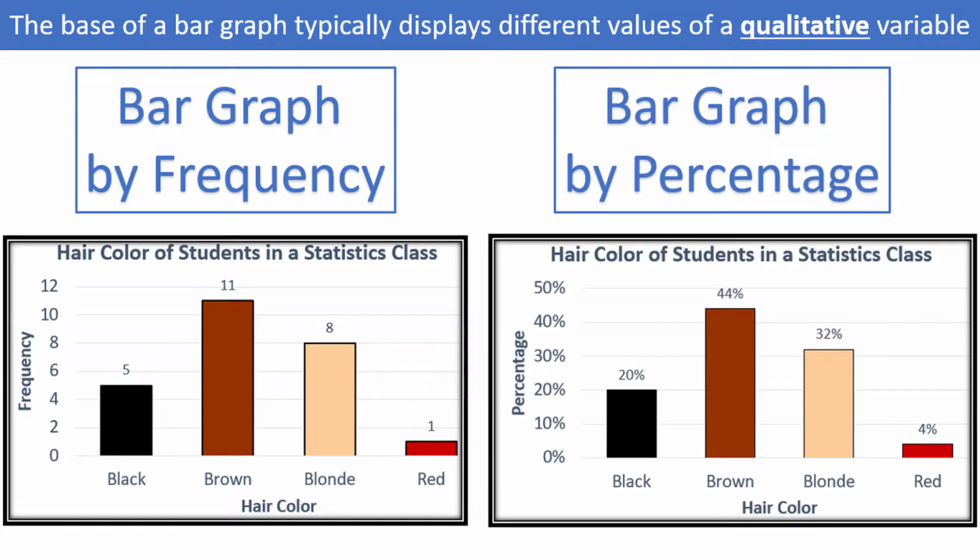Oftentimes you will see the vertical axis represented as a percentage instead of a frequency, which would look something like this. The shape is the same, but now we have percentage, sometimes called relative frequency, instead of frequency on the vertical axis.